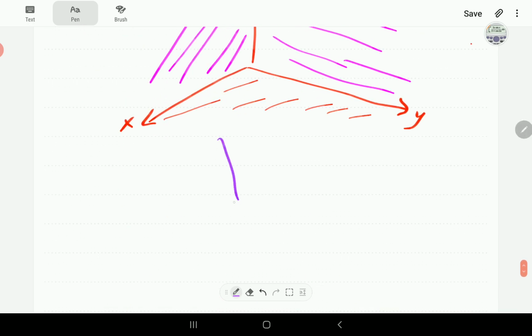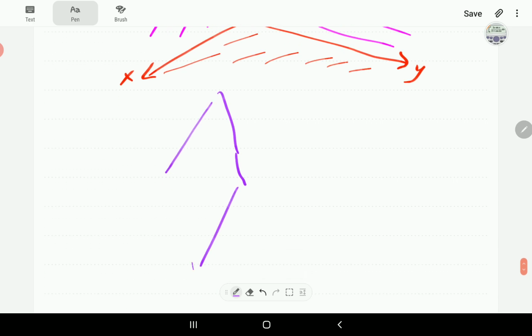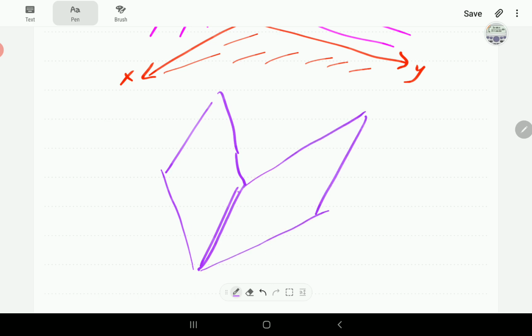So we've got one plane here, and we've got another plane there, and this is the line of intersection. It's a bit like the spine of a book. That's the intersection of all the pages, and it's going to be a straight line.